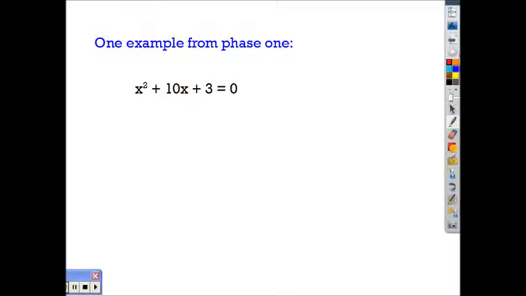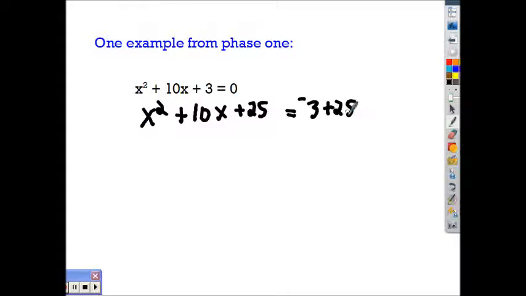a reminder. So first thing I want to do is to write this equation like this, where I get this 3 on the other side by subtracting 3, and I want to complete the square. If you remember, we'll take half of 10 and get 5. 5 squared is 25. So I'm going to put a 25 right here, or add a 25. So I have to add 25 to the other side of the equation to balance it out. So now my left side is a perfect square trinomial, and when I factor it, I get x plus 5 squared. And then over here, negative 3 plus 25 equals a positive 22.